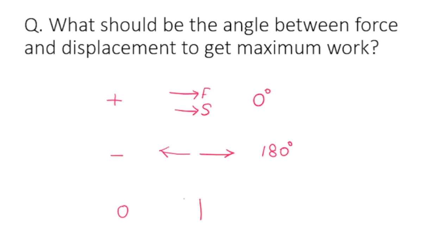So this is based on the trigonometric formula F cos theta. Looking at the value of cos theta, 0 degree has the highest value, that is positive. So this turns out to be 0, this is a negative value. So this is the highest. So the angle between force and displacement to get maximum work is 0.